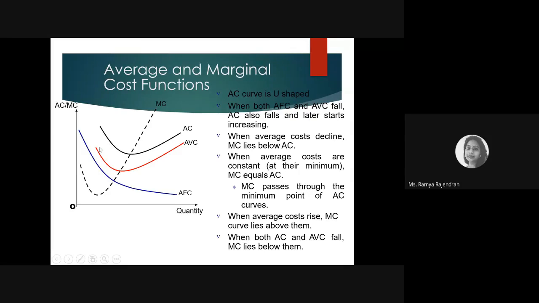When AC and AVC are less, marginal cost is also less. When they start increasing, MC increases very high. When it starts increasing here, it actually increases exponentially. Okay, so this is how the average cost curve and marginal cost curve work.